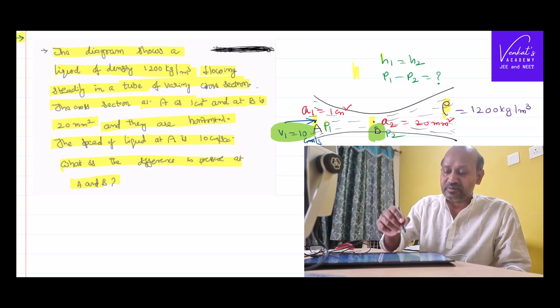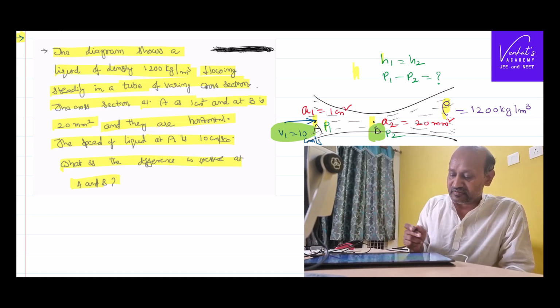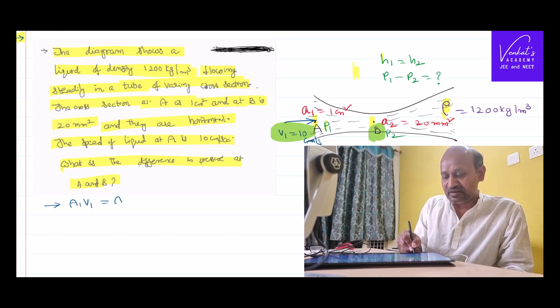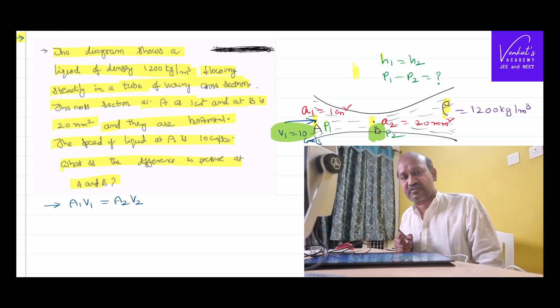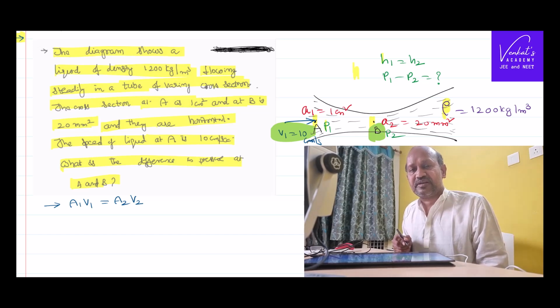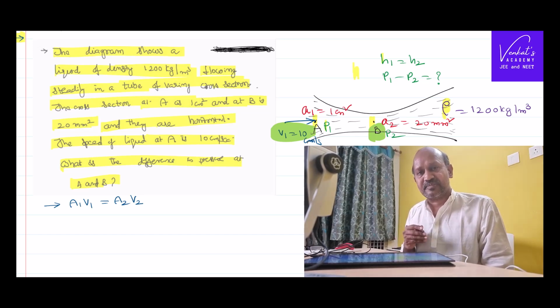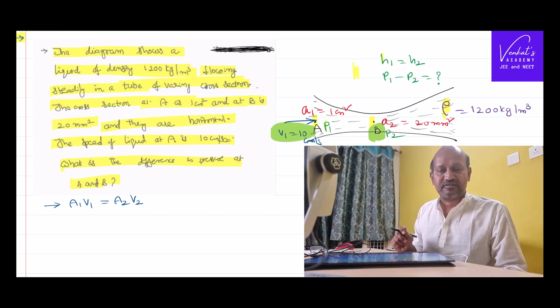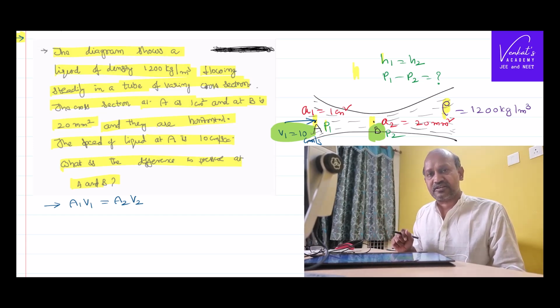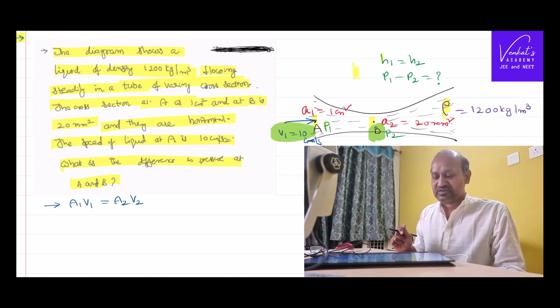But we have an equation called the equation of continuity. As per the equation of continuity, for a given fluid, area of cross section multiplied by velocity is constant. That comes from the conservation of mass: whatever mass of the fluid enters per second is the mass that comes out per second. I have derived an equation for this equation of continuity. You can refer to the previous videos.